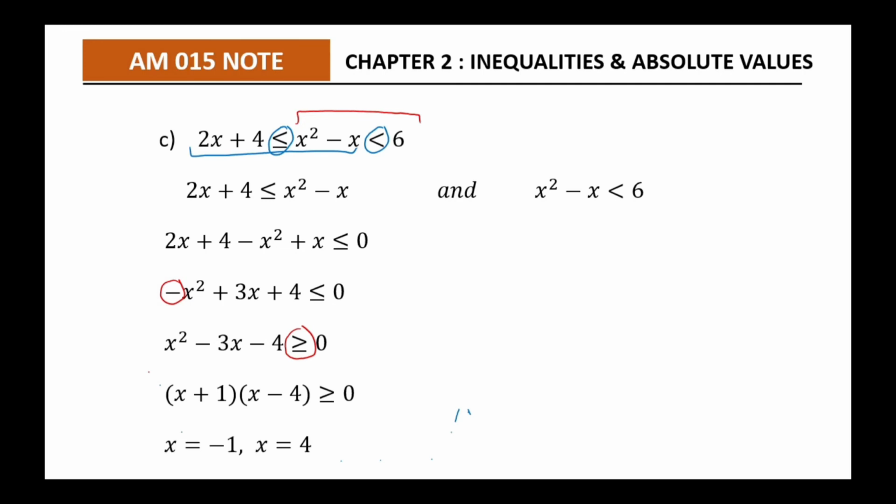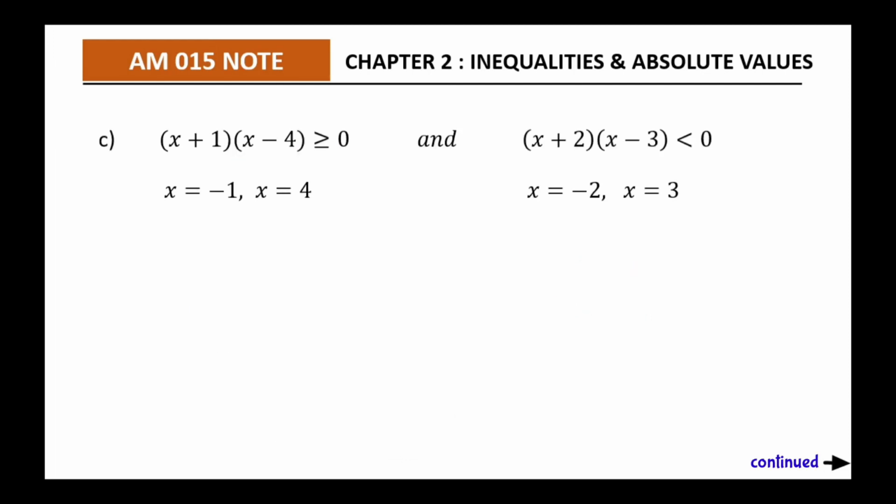And then for this one, x² - x < 6. So simplify, x² - x - 6 < 0. Then factorize, we have (x - 3)(x + 2) < 0. Then the answers are x = 3 and x = -2.